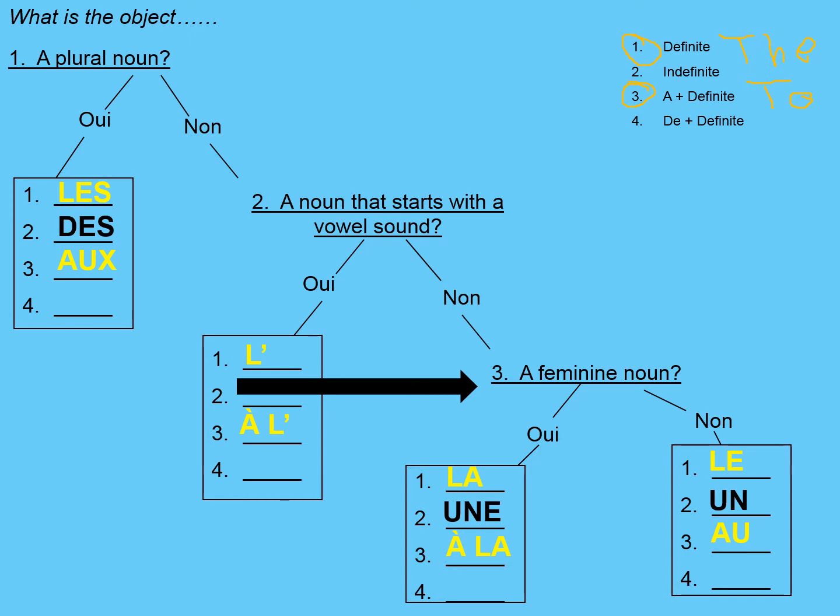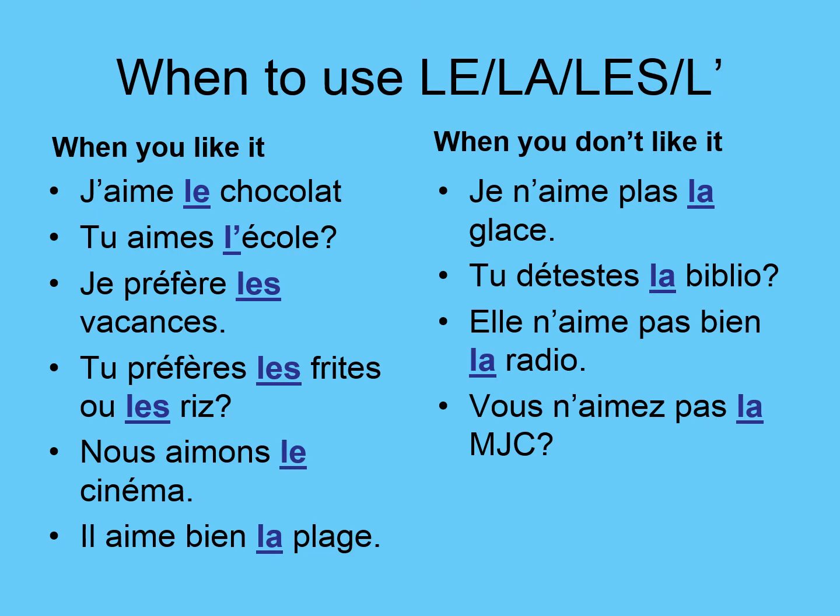Okay, on y va. Now that we know the forms of each of these two determinants, we got to discuss when to use them. So first, le, la, le, or L apostrophe. We have two times that we're going to focus on using that for right now. First, when you like it. J'aime le chocolat. I like chocolate. So since I'm just talking about chocolate in a general sense, I'm going to say le chocolat. Or if it had been a feminine thing, it would be la. But since it's a general noun, we use le, la, le.